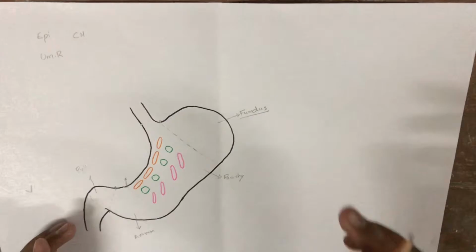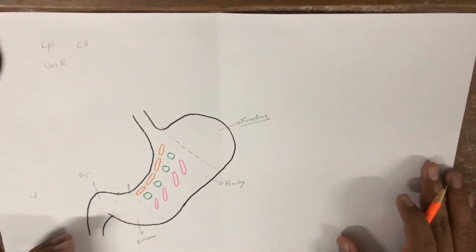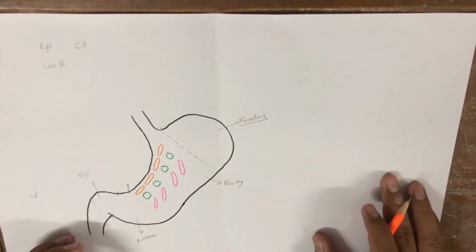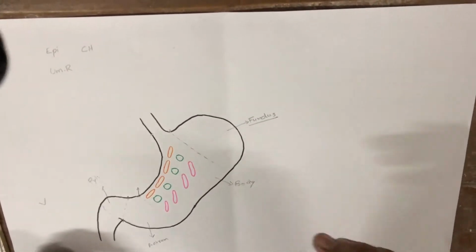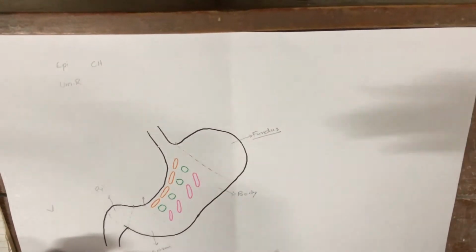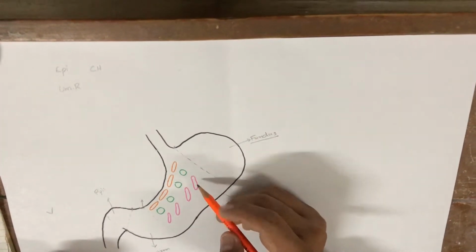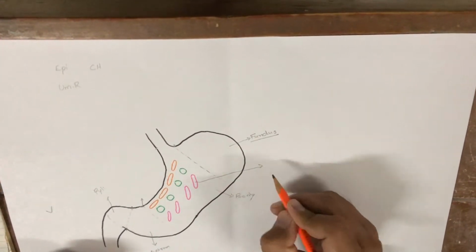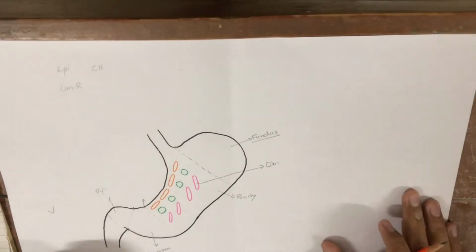Now, as we talk about the histology of the stomach, the stomach has three types of muscle. Remember that throughout the GIT, there are two types of muscles, longitudinal and circular. But in stomach, there are three types of muscles: longitudinal, circular and oblique muscle. This is the special character of the stomach. The oblique muscles are only present in the stomach.